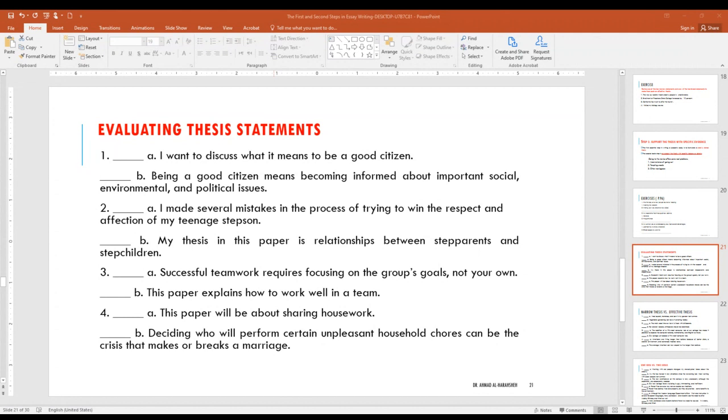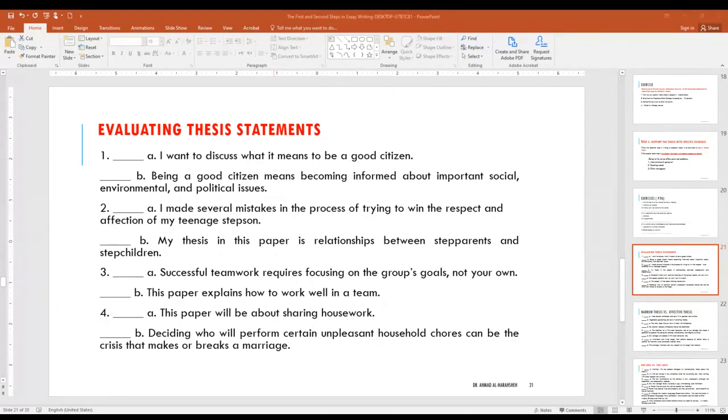How about number 2? I made several mistakes in the process of trying to win the respect and affection of my teenage stepson. My thesis in this paper is relationships between step-parents and stepchildren. Yeah, B is an announcement. A is an effective thesis statement. Yep. Number 3.